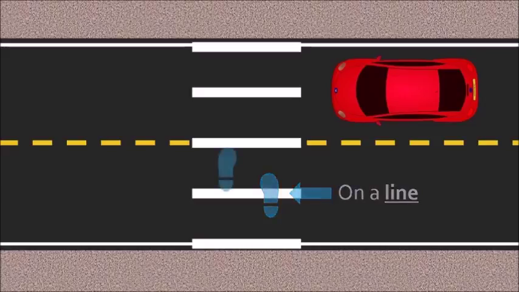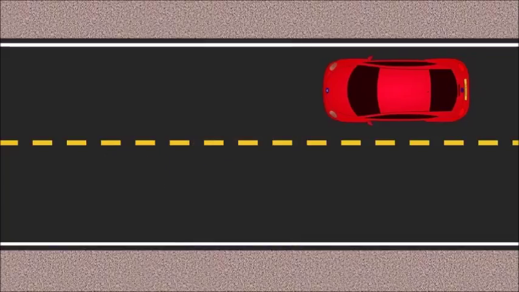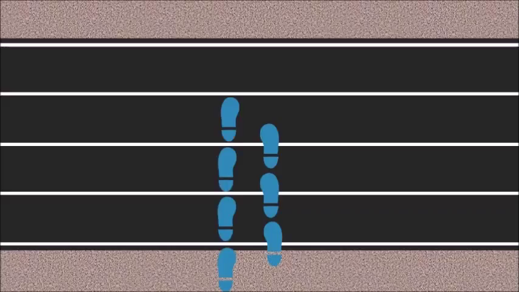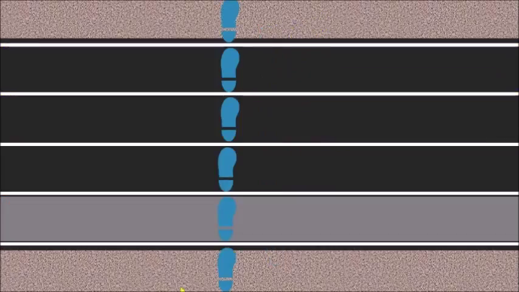Sometimes a person might step on a line, or that person might step in between a line, or in the space. Now, let's say for a moment that we're going to add some more lines. And let's take a walk across these lines. We're going to walk on a line and in a space. Line, space, line, space, line, space, line, space. Here are all the steps that went on the lines. And here are all the steps that went in the spaces.